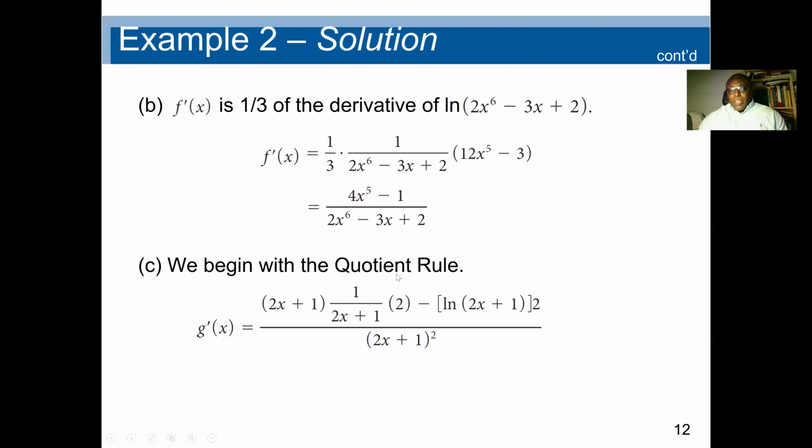So we can simplify this equation. Here finally we get 2 minus 2 natural log 2x plus 1 over 2x plus 1 all square. What we did is that we combine this, so we can see 2x plus 1 and 2x plus 1 will cancel each other. So we get only 2 here minus the natural log 2x plus 1 times 2.